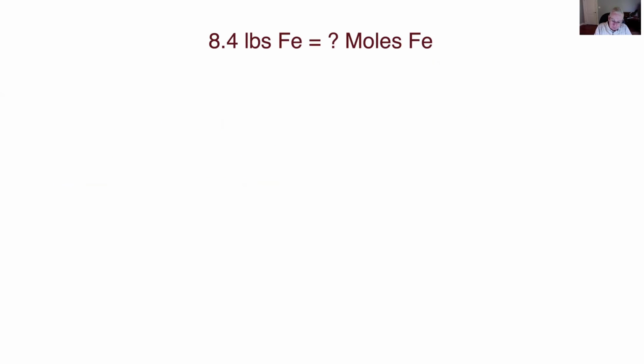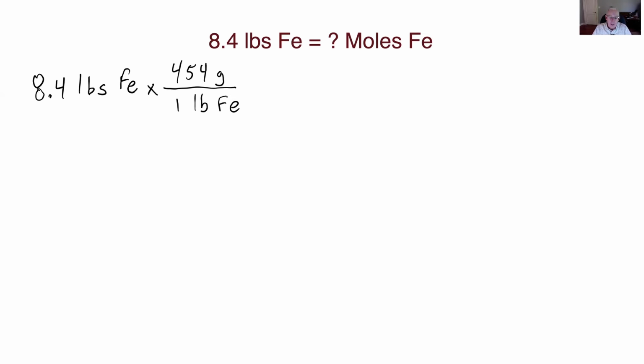All right, we start with the thing we know. We always start with the thing we know. And the thing I know is that I want to start from 8.4 pounds of iron. I want to convert them into grams. And I just said that 1 pound of iron, 1 pound of anything really, is equal to about 454 grams. Okay. And then now I'm in grams of iron. I'm going to keep putting iron on there just because it's a good habit.